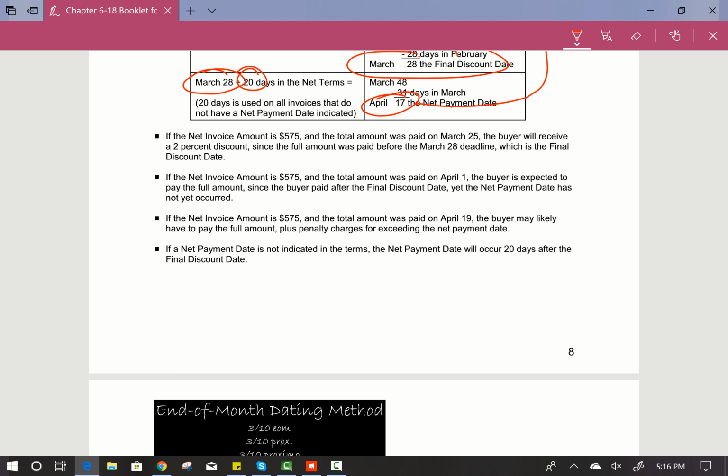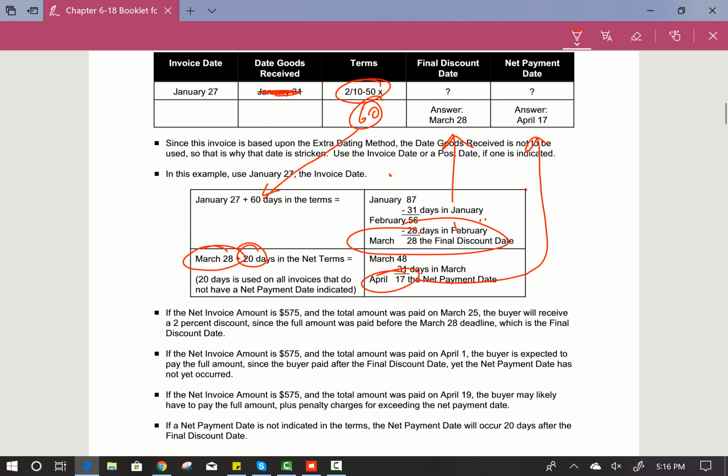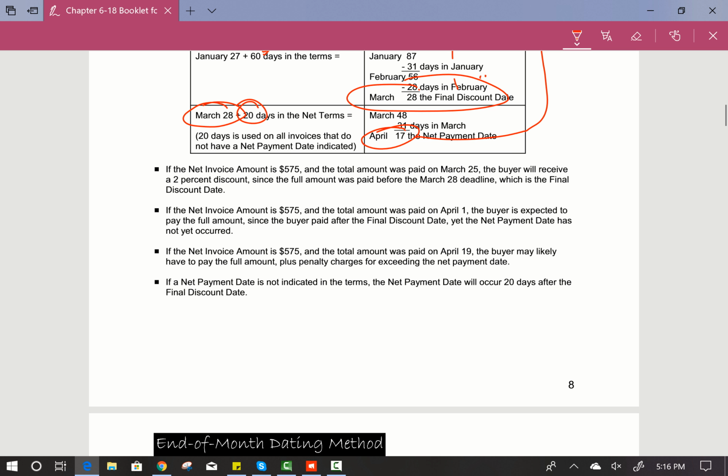If the net invoice amount is $575 and the total amount was paid on April 1, that's between the final discount date and the net payment date. The buyer is expected to pay the full amount since the buyer paid after the final discount date, yet the net payment date has not yet occurred.